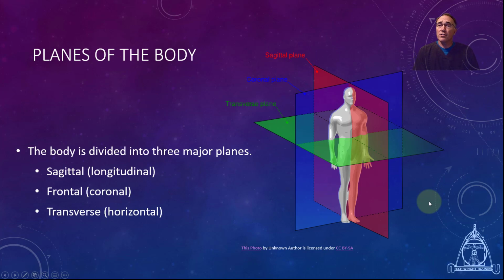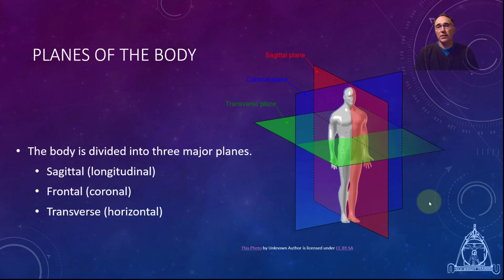Now we're going to go over the planes of the body. We divide the body into planes, and this helps us talk about and find locations and define things in the body as we're talking about it. And those planes are the sagittal, the frontal, and the transverse. We'll start with the sagittal plane.